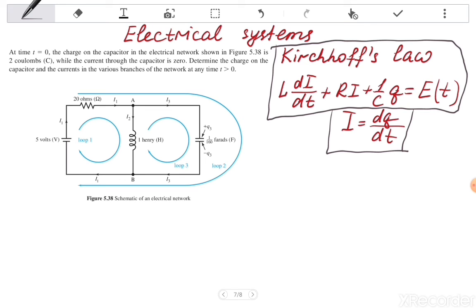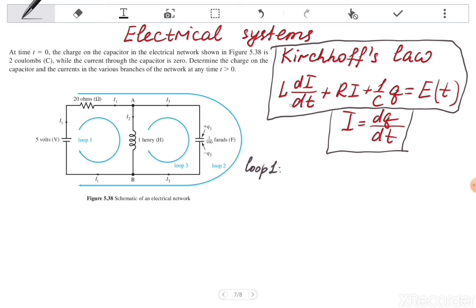We will split this circuit into three loops and consider the loops separately. The first loop is shown here, the second loop is this big one, and the third loop is this one. Let's discuss each loop separately. In loop 1, we have the electrical source, which will be E of t. We have the inductor, which gives us one term of Kirchhoff's law, and we have the resistance, which gives us the second term.